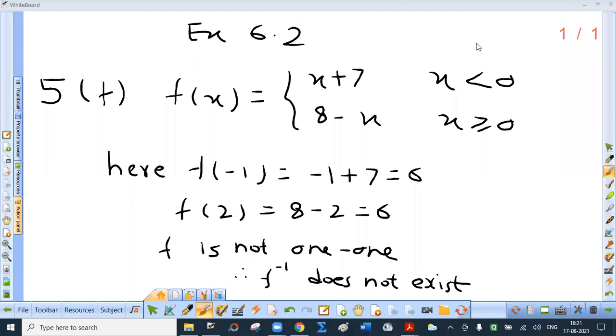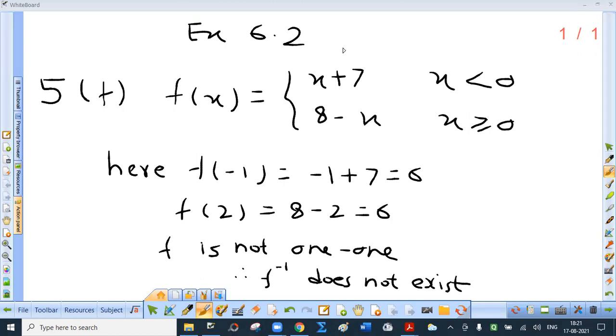Now, exercise 6.2, fifth one. Check if the following functions have an inverse function. If yes, find the inverse function. Okay. Now, F part. What is f of x? See, this is a piecewise defined function. So, f of x is x plus 7 for x less than 0, and f of x is 8 minus x for x greater than or equal to 0. That is, the domain is divided into two parts and the function has a different definition for the two different parts of the domain.